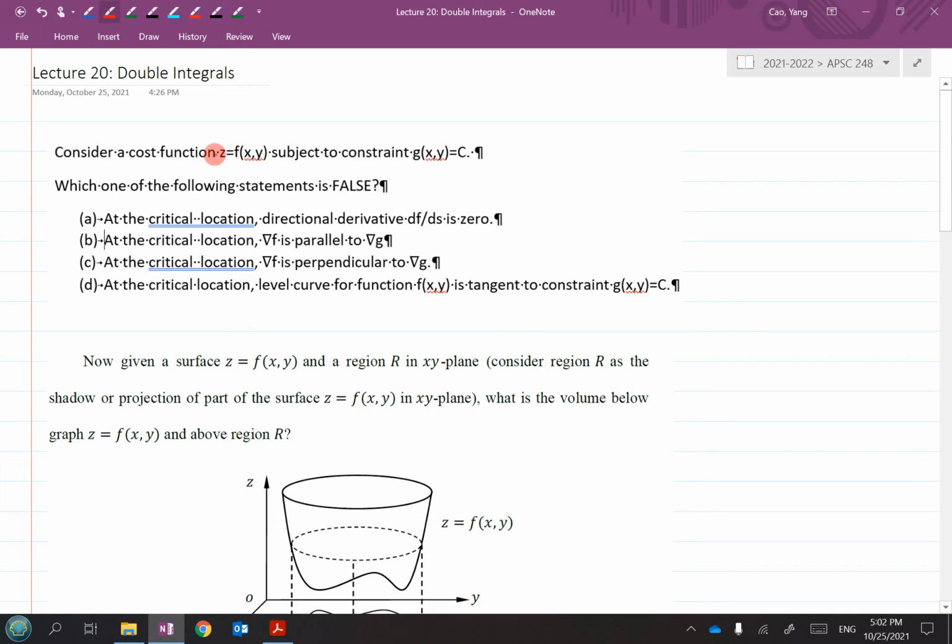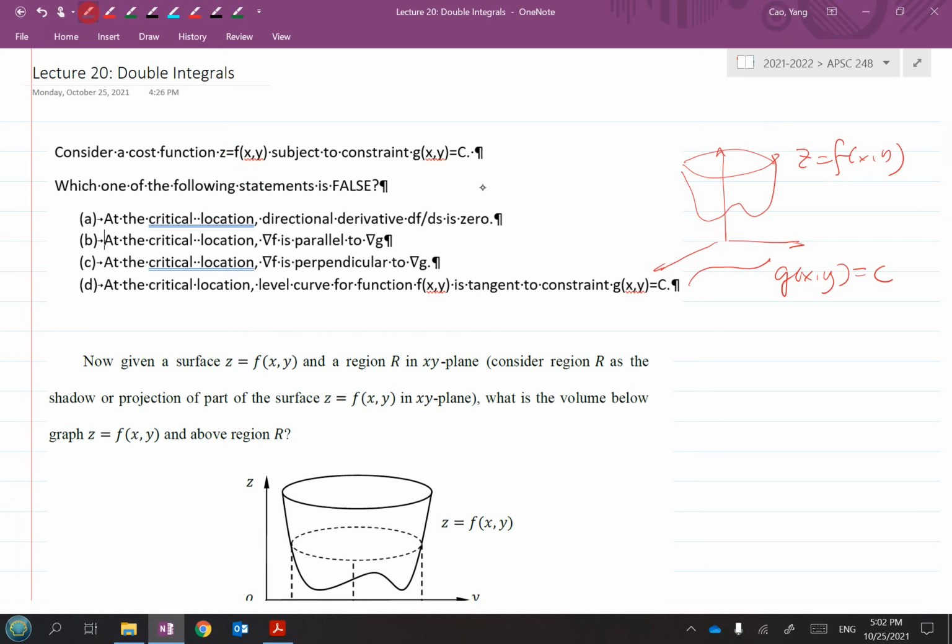Consider we have a cost function z equals f of x y and a constraint g of x y equals c. And here are the four choices. Which one of the following statements is false?